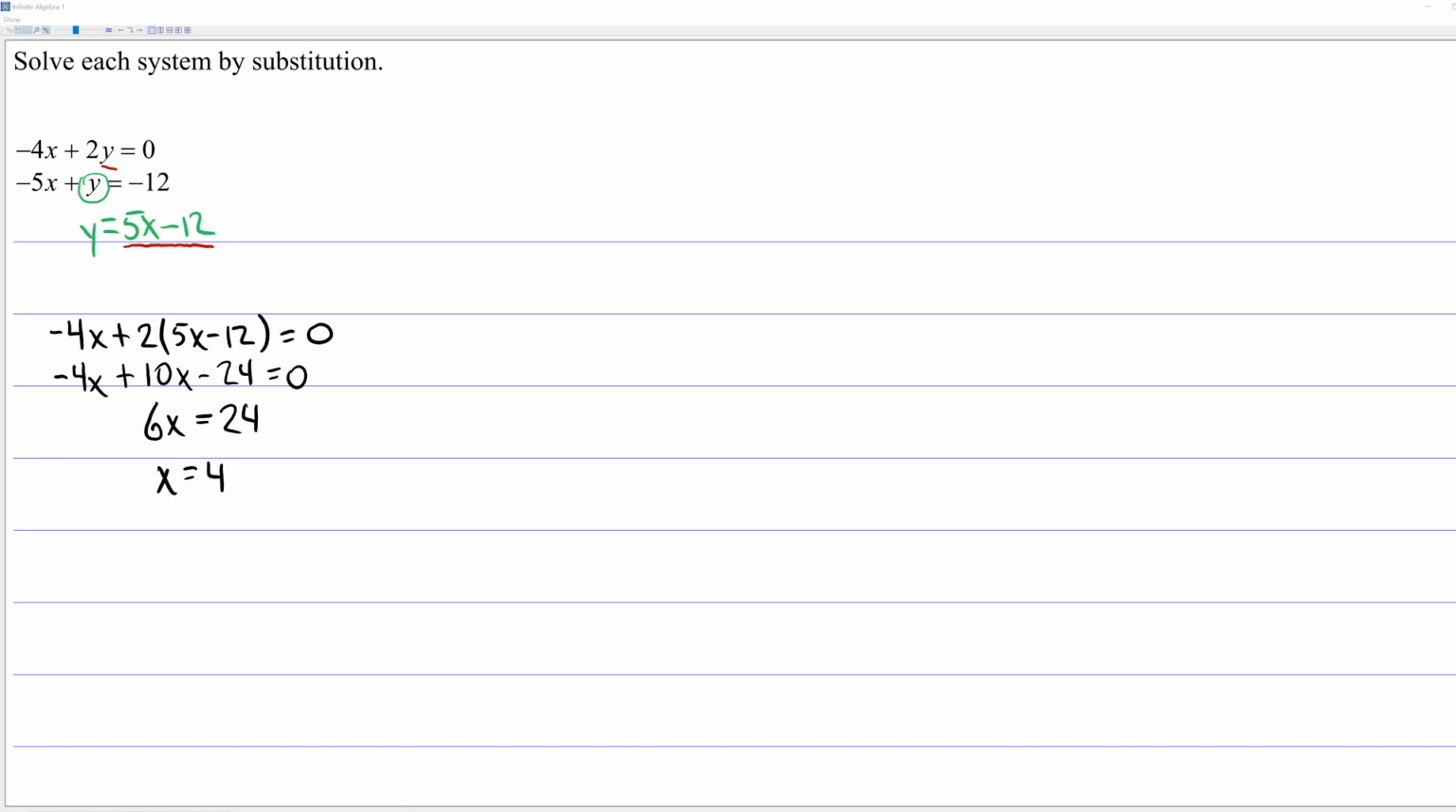Once again, to solve for y, replace this wherever you'd like. Now here's a quick trick. You could substitute x equals 4 into the top equation. You could substitute it into the bottom equation, but you could also substitute it into this equation in green that we needed at the beginning. And I think that would be easiest. So we have y equals 5 times 4 minus 12. So we have 20 minus 12, and that's 8. So once again, we found the point of intersection of the two lines. They intersect at 4, 8.